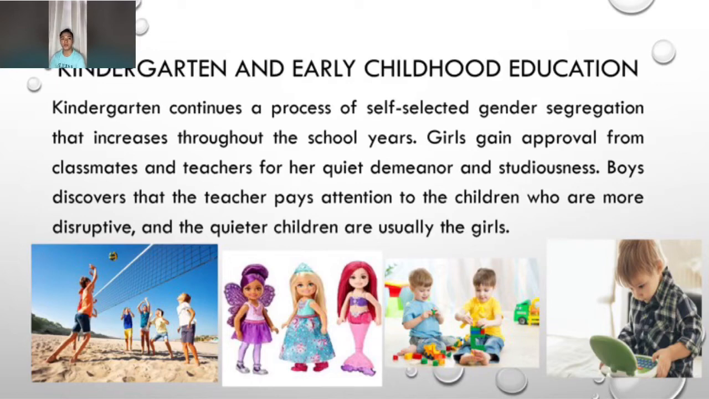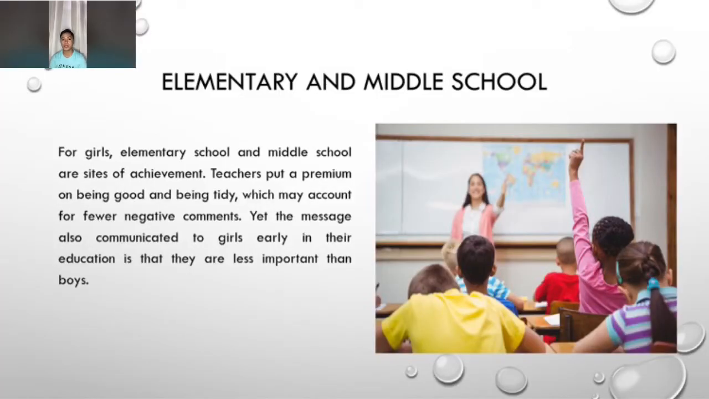This tendency is referred to as gender segregation and may arise because children of the same gender share interests and interact with one another in similar ways. So, in elementary and middle school, for girls, elementary school and middle school are sites of achievement. So there are differences between boys and girls when it comes to academics.